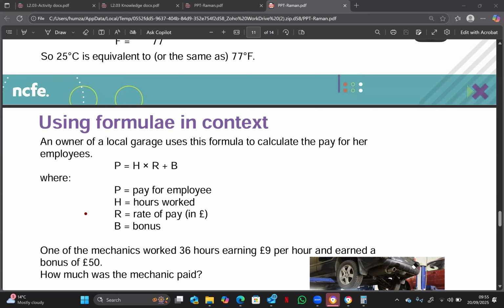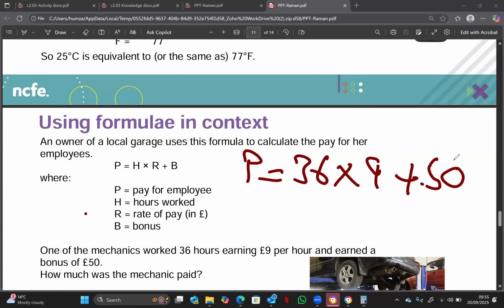So what would we start with here? We want to work out what P is, right? So 9 times 36, 36 times 9. And P then equals bonus. I don't have a calculator with me right now. No, don't worry, I'll do the calculator. I just want you to tell me what to do. So what do I do? 36 times 9 and what else? And then plus 50. Yeah, cool.